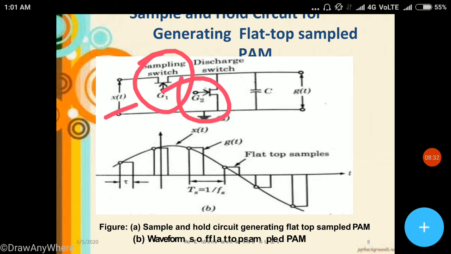Hence, the output of the sample and hold circuit consists of a sequence of flat top samples as shown in the figure, second figure, this one.